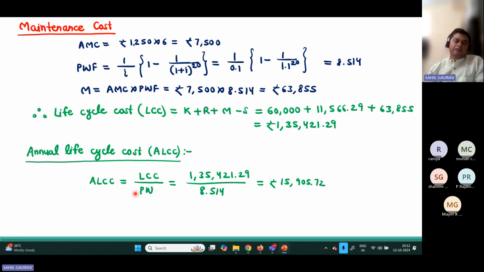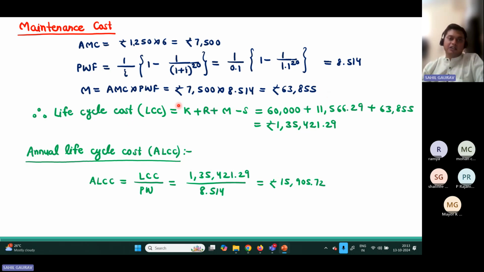Now how will we find the maintenance cost? The annual maintenance charge is given as 1,250 rupees for each borewell. So there are six hand pumps, so there will be 7,500 annual maintenance cost. Now you have to calculate the present worth factor. This present worth factor will be 1/i times (1 - 1/(1+i)^20). So you will get 8.514. Therefore, the maintenance cost will be 63,855.